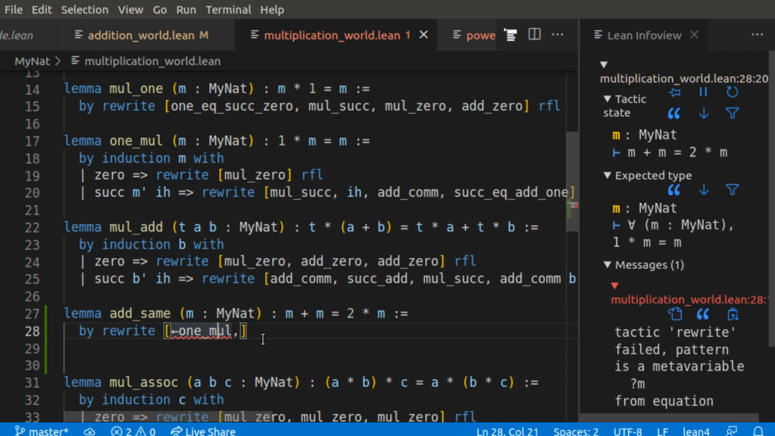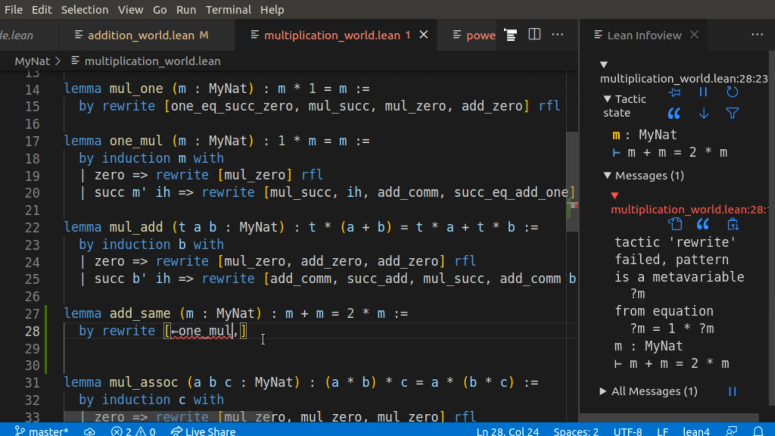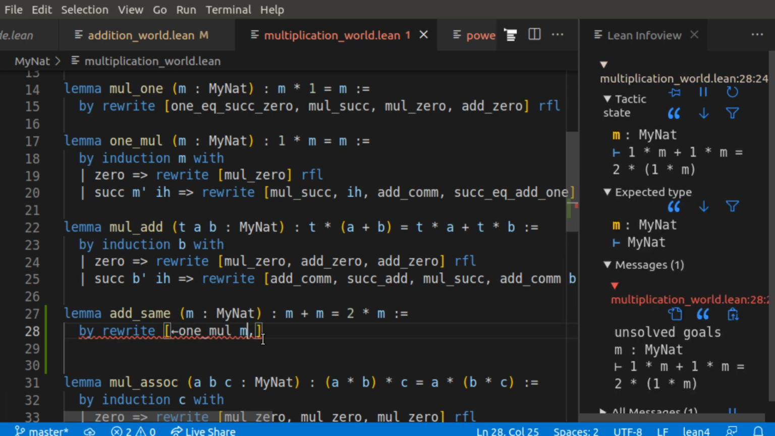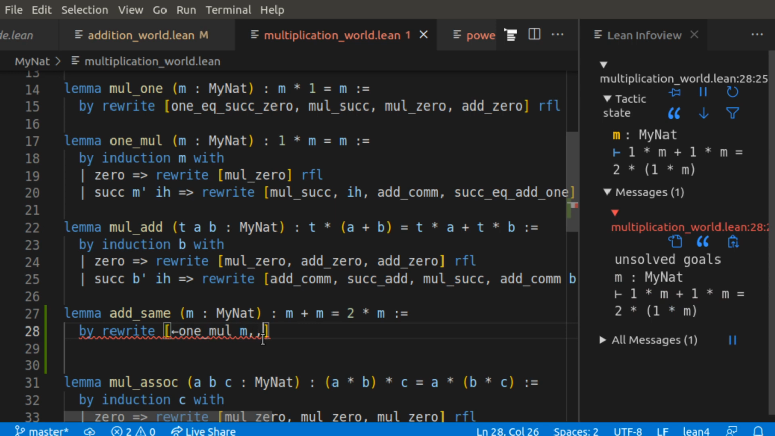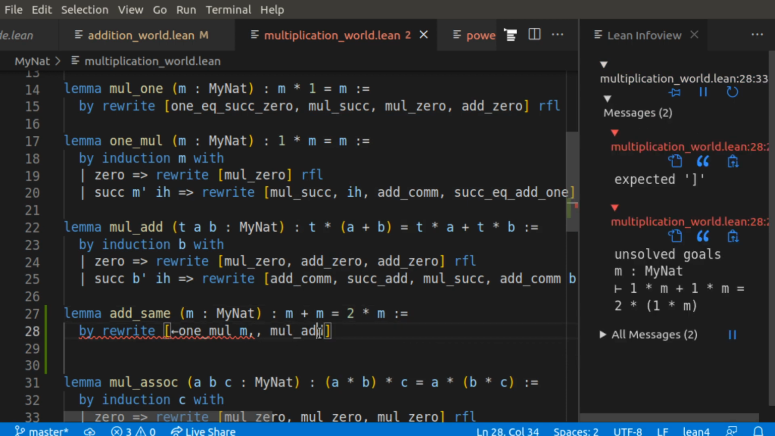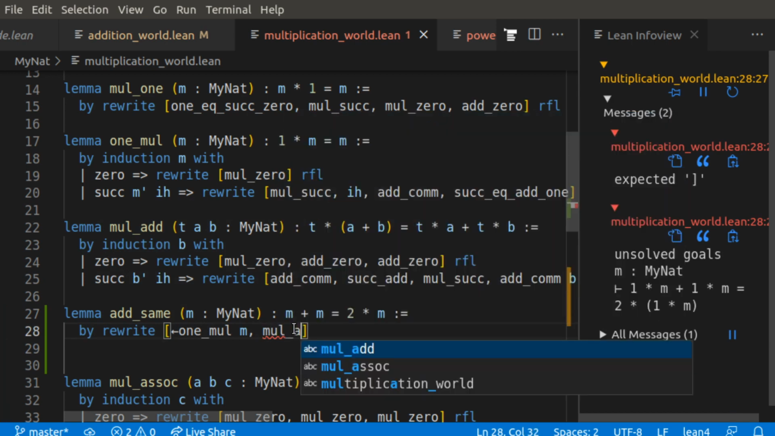The first 1 mole succeeded, right? Oh, it didn't succeed? Wait. 1 mole. 1 mole on m. Why did you not work? Oh, wait. Too many 1 moles. Whatever. Okay, now we can do mole add. Huh? Oh, too many commas. Mole add.